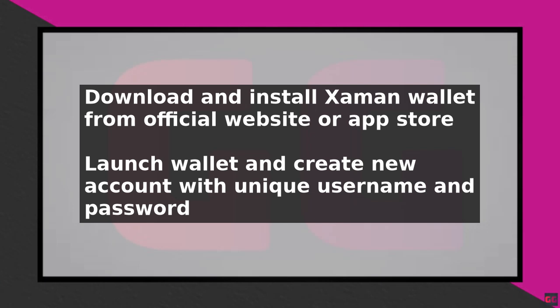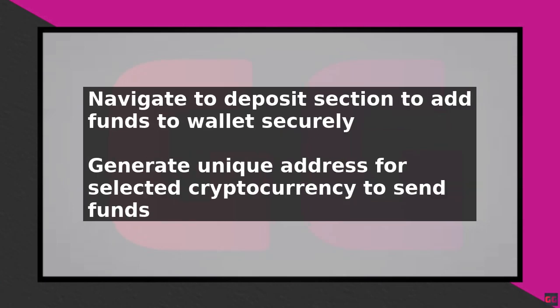From here, you can navigate to the deposit section to add funds to your wallet. To do this, select the cryptocurrency you wish to deposit, and the wallet will generate a unique address for you to send the funds to. When sending cryptocurrency to your Zaman Wallet, make sure to use the correct address and follow the on-screen instructions carefully.